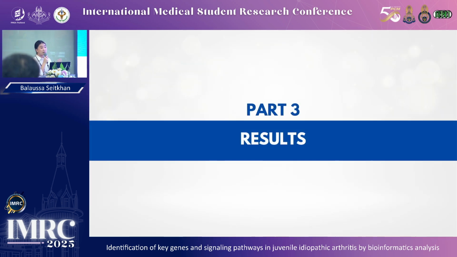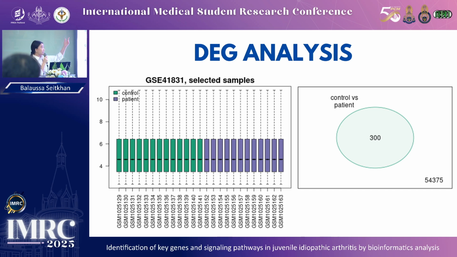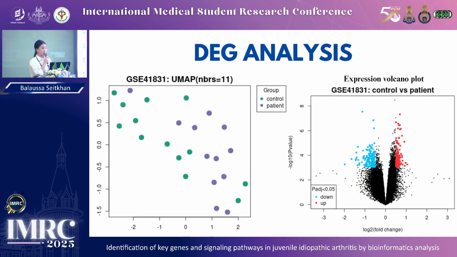Next, it's the main part of our work. Of course, it's the results. So you can see the DEG analysis, the box plot confirms the proper normalization of the data, and we identified 300 DEGs as shown in the Venn diagram. Next, it's a UMAP analysis. UMAP analysis clearly separated 2 groups, the JIA patient group and the healthy control, which confirms the biological significance of the data.